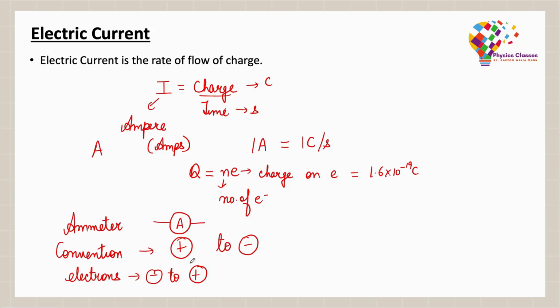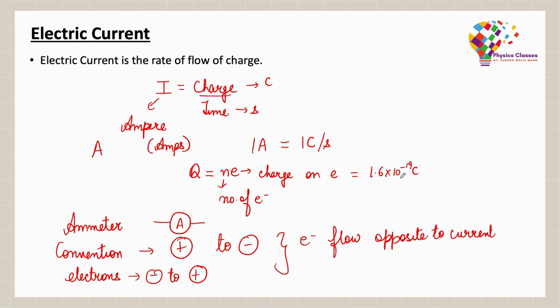But later on, when electrons were discovered, we realized that it's the electrons that are moving and not the positive charges. And that is the time we came up with the convention that, okay, let the conventional current flow from positive to negative and let the electrons continue to flow from negative to positive. That's why we say that electrons flow in opposite direction to that of current. Okay, so this is all that you need to know about electric current.